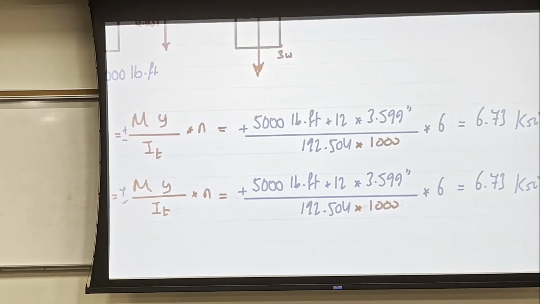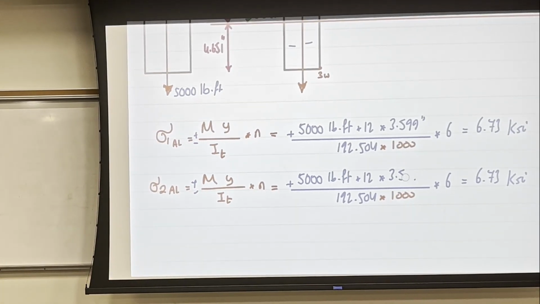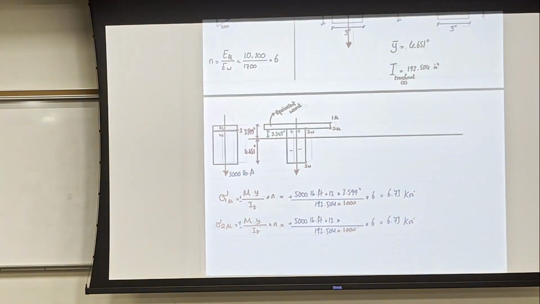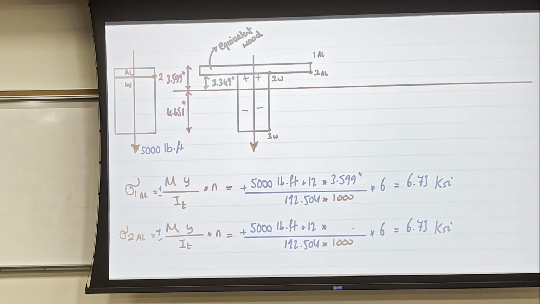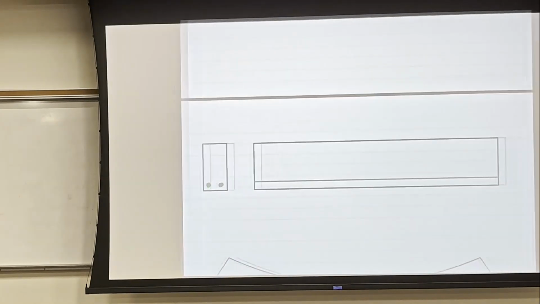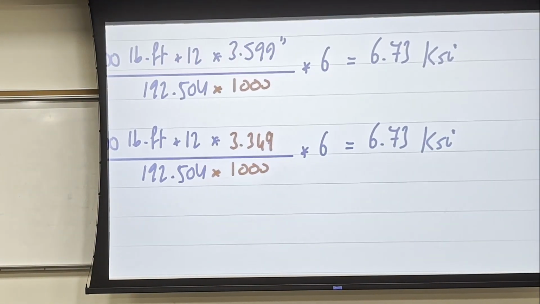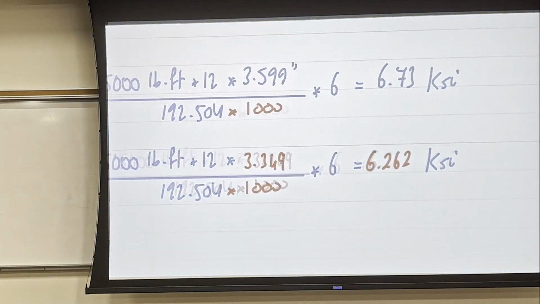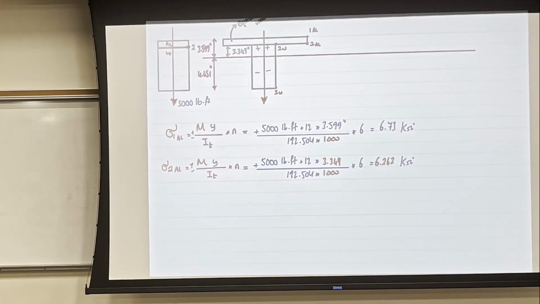So for the 2L, I'm going to change the y, and it's going to be this distance, which is 3.349, and the answer here is going to be 6.262 KSI, okay? So let's move on and continue to the stress for 2 wood. And again, I'm going to copy everything. I'm going to copy this.